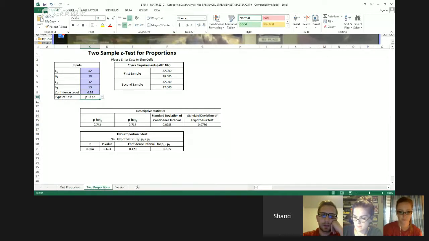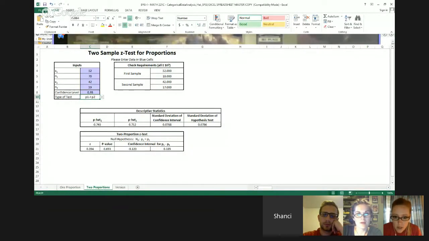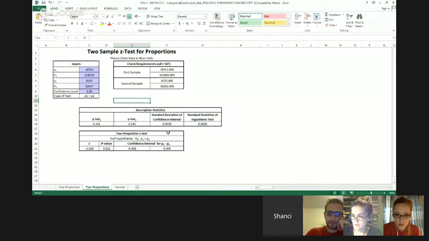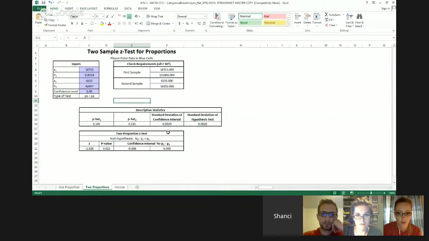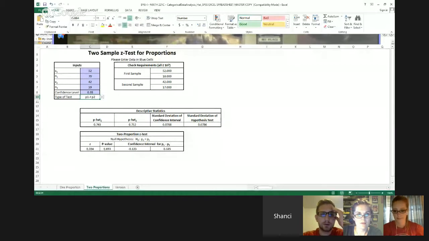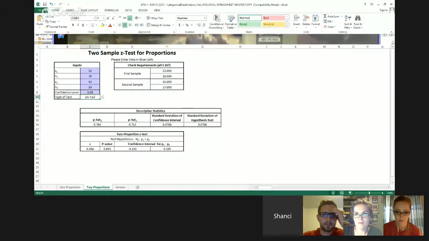Then find P hat 1, which is 0.141, and the other one is 0.145. Number 10 is A, correct? Yes. And our Z score is minus 2.020.